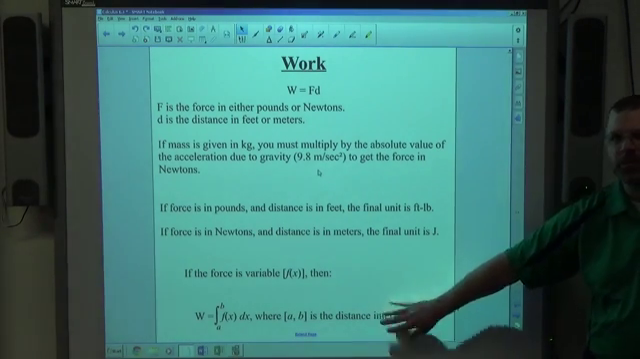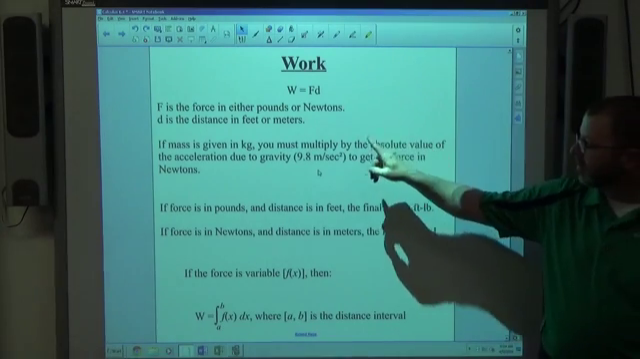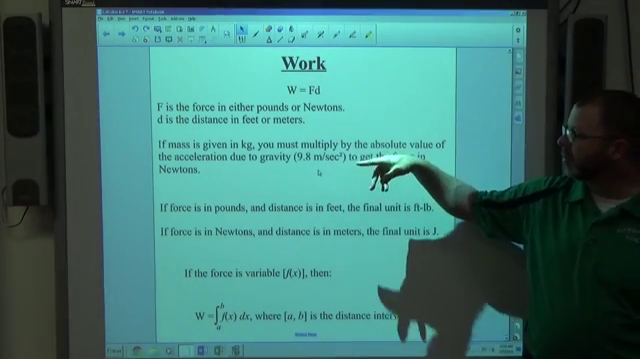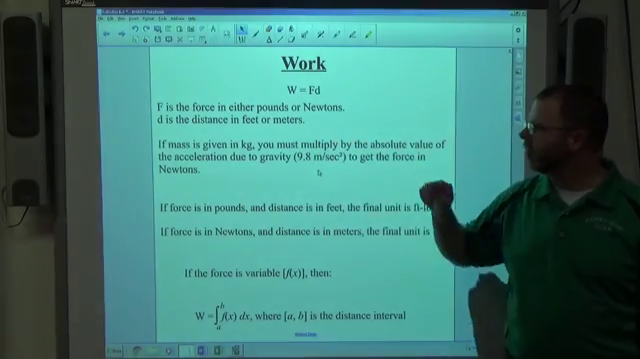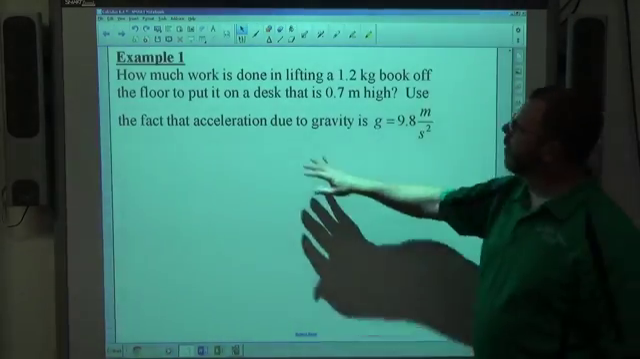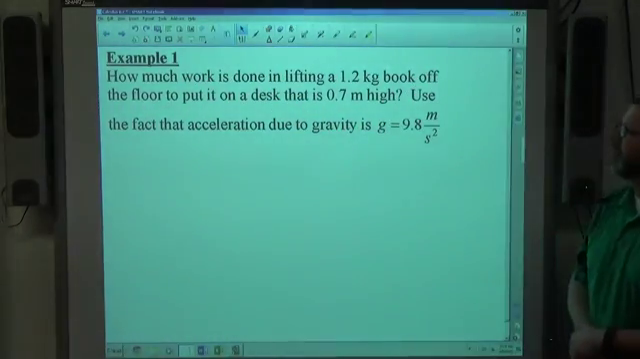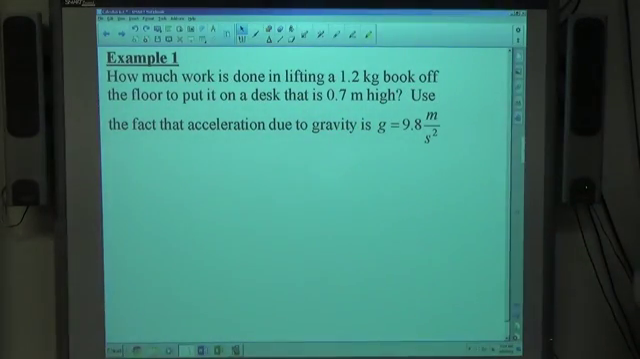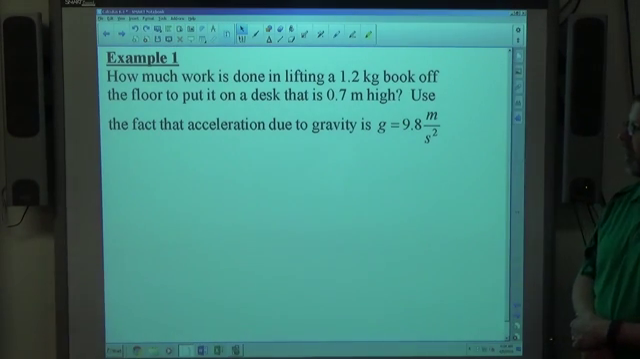So we'll try it out. Example 3 is going to be this one. Example 1 is this one with the mass, and example 2 is going to be, I think, feet and pounds. So, all right, here we go. Example 1. How much work is done in lifting a 1.2 kilogram book off the floor to put it on a desk that's 0.7 meters high? Use the fact that acceleration due to gravity is 9.8 meters per second squared.